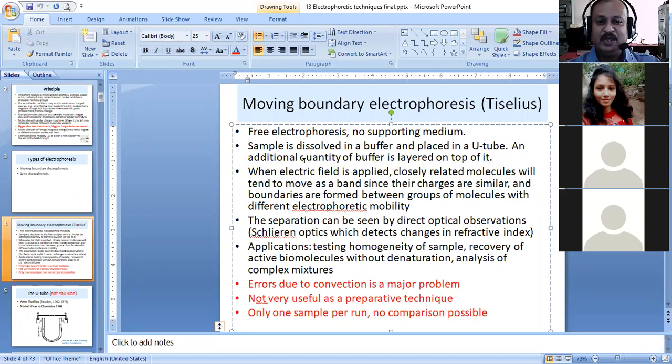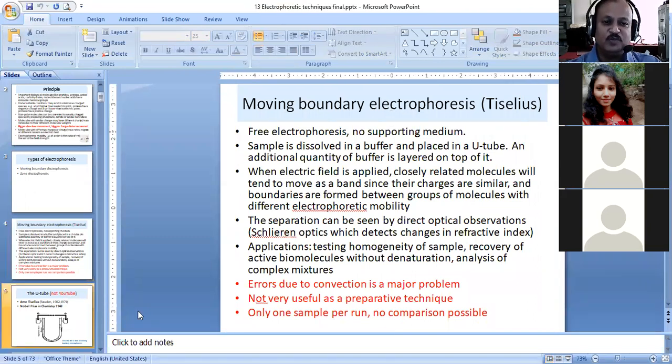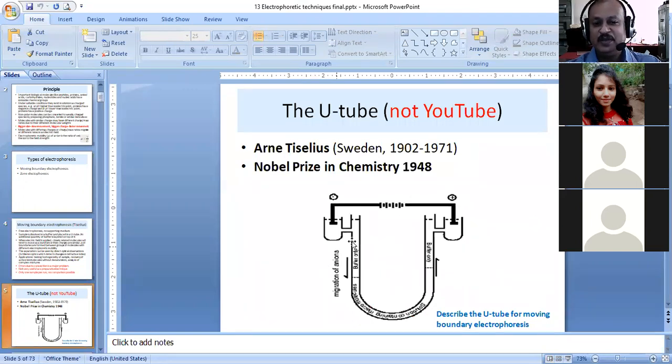This sample is dissolved in a buffer and the buffer is placed in a U-tube. I'll try to show you how the U-tube looks. Can you see this now? This is the U-tube. Within this U-tube, you see these lines here. These lines represent the buffer which is placed in the U-tube.